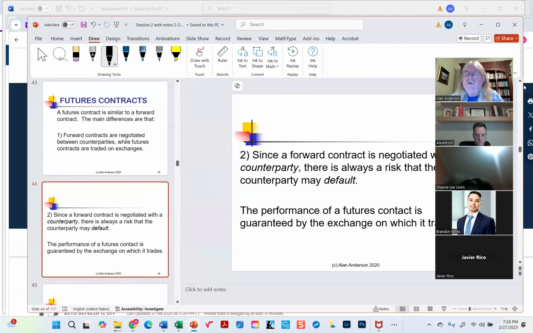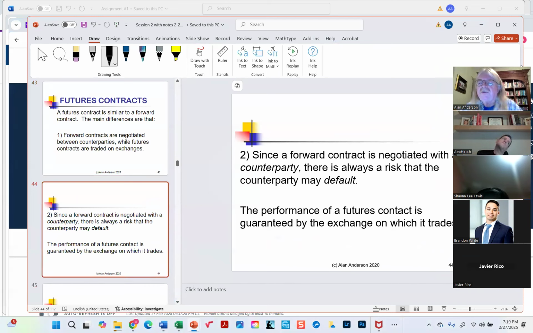Oh, now since the forward contract is directly negotiated between two counterparties, there's always a chance of default, or one side doesn't live up to their obligation. And so luckily within the exchanges, they guarantee their performance of the contracts. There's no credit risk.